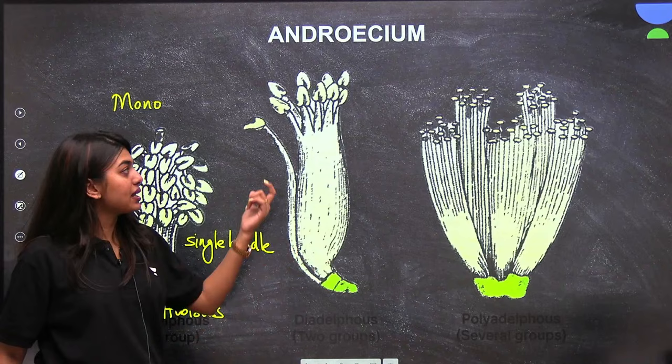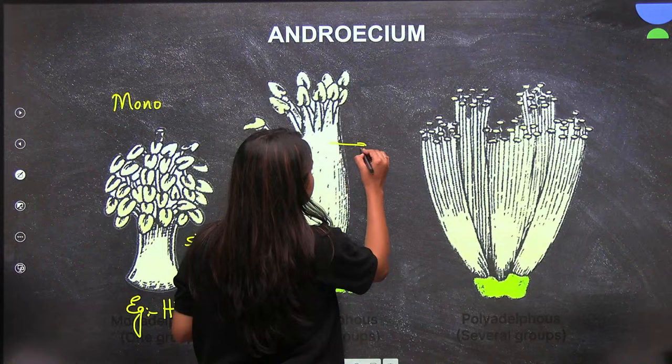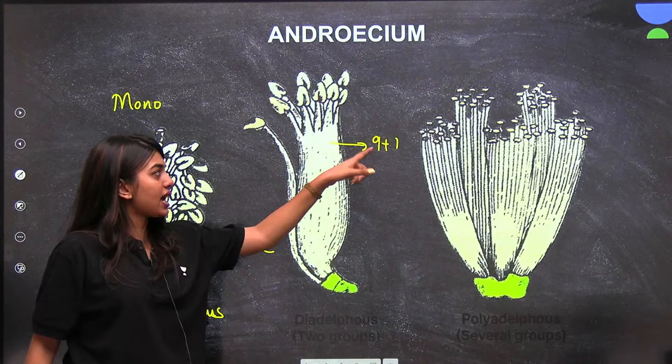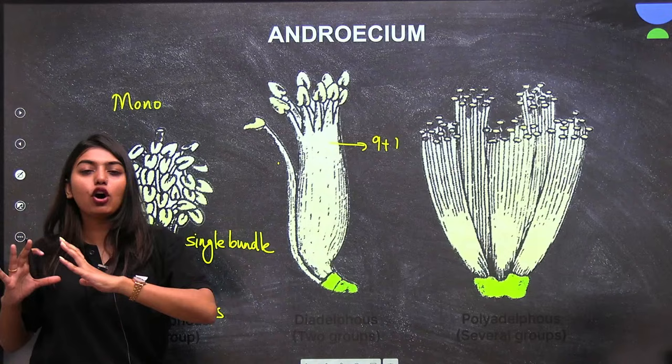Stamens are formed into two bundles. Now, look here. This is your 9 plus 1 condition. That means what? This one bundle formed is 9 and this fellow is single. In your class, there will be one spy, and you will all be against that spy, whoever goes and tells everything to the teacher. So, this is the spy and this is your class.